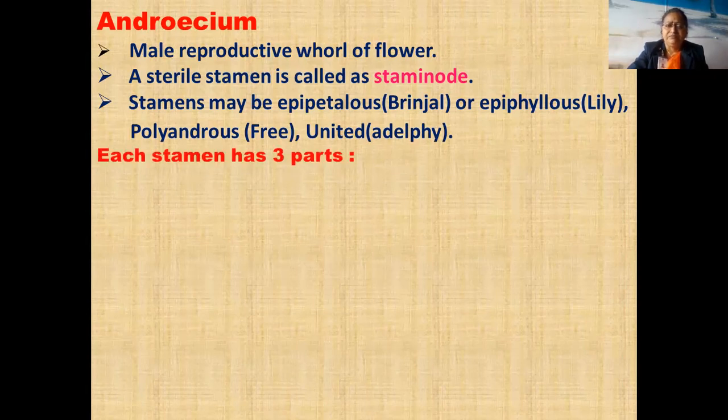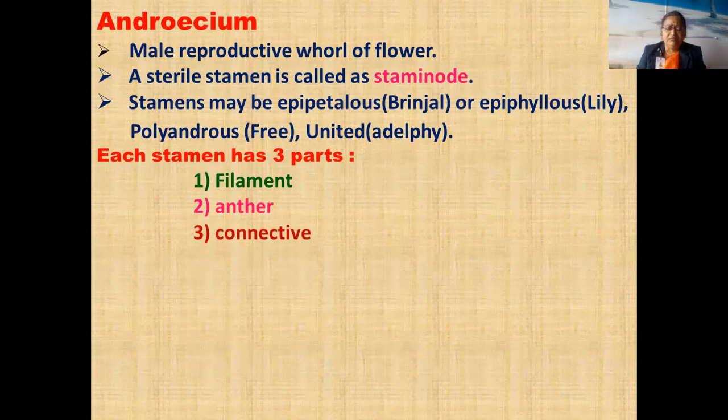Each stamen consists of 3 parts: filament, anther, and connective. If we see the filament, it is the stalk of the stamen and it bears the anther at its tip. It raises the anther to a proper height for dispersal of pollen grains.